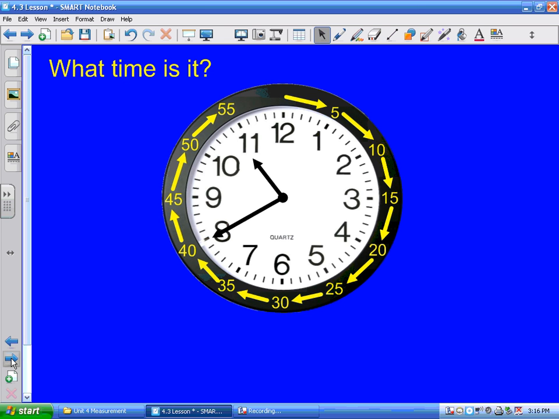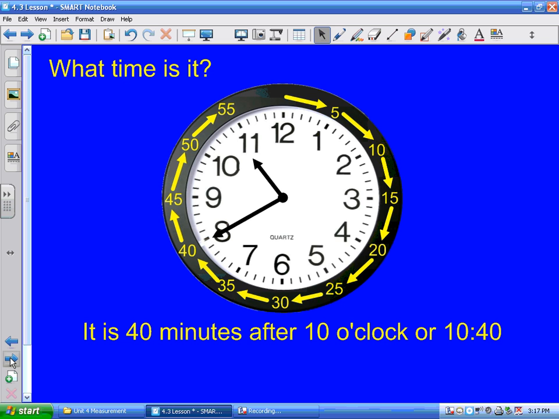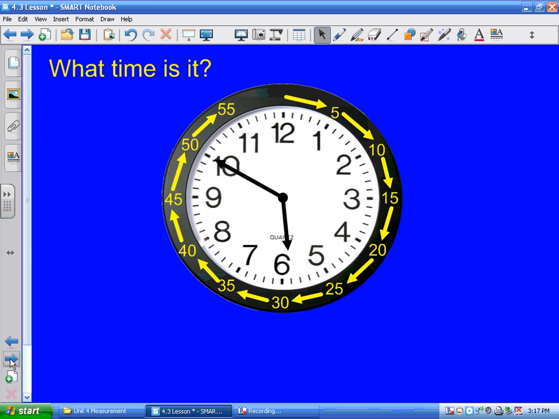20 minutes to what? 20 minutes before? 11, correct. When this big hand moves all the way to the top, the little hand will finish its pathway and will point directly at the 11. This becomes 11 o'clock, and we are 20 minutes until that happens. So here's your two answers. It's 40 minutes after 10 o'clock, or it's 10:40.